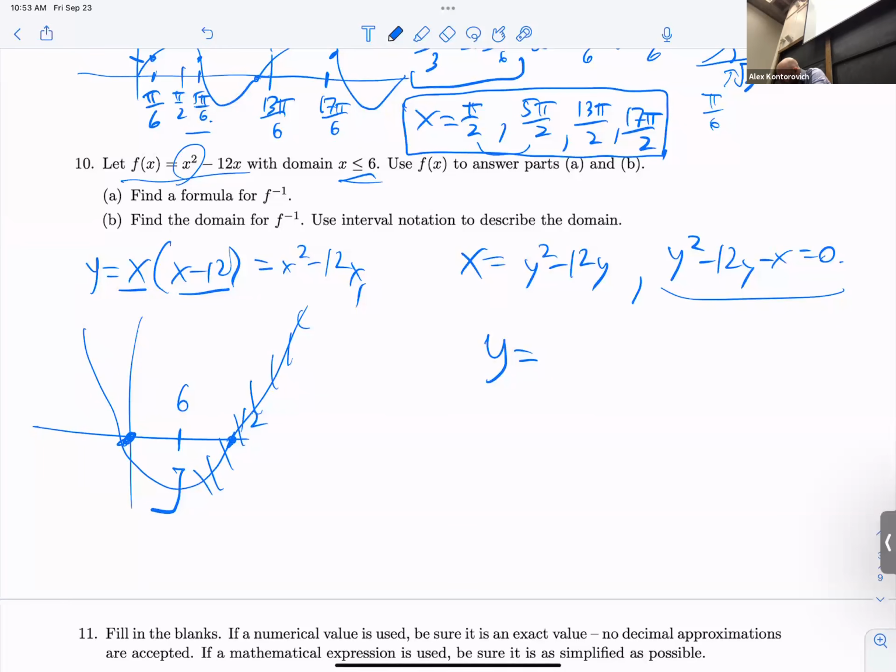y is equal to negative b, that's 12, plus or minus. Do I want the plus or the minus? I don't know yet. It's going to be the minus, I can tell already. But yeah, why do I know that it's going to be the minus?